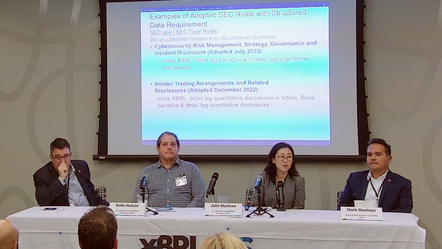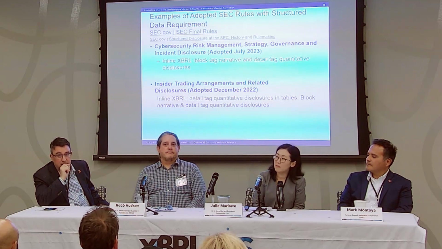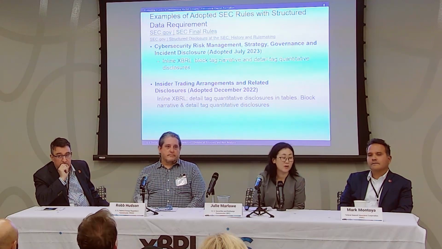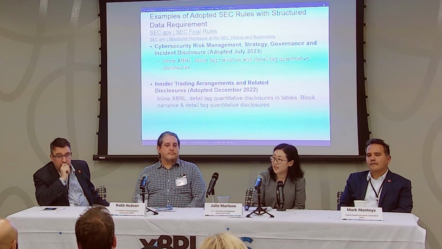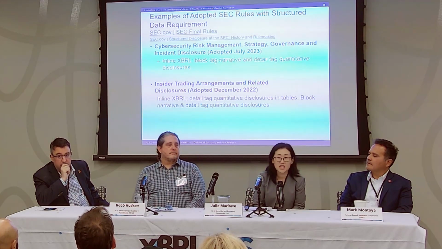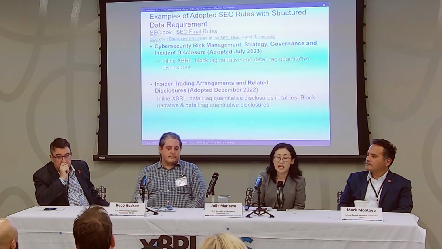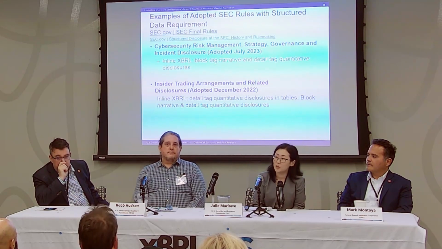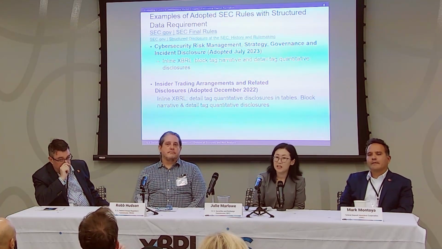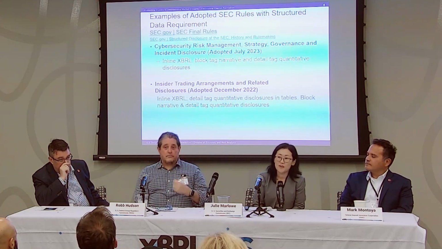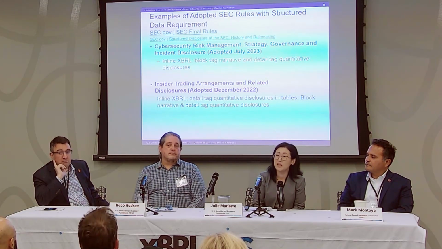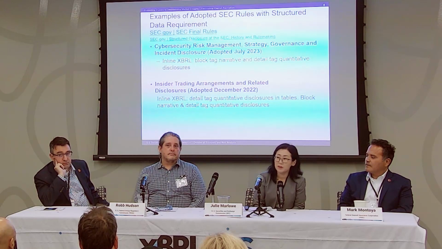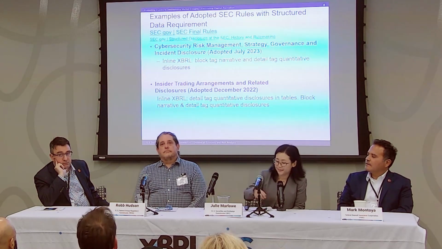It requires the filers to tell us about their material cybersecurity incidents. They also have to discuss what their processes are for assessing and identifying those security risks, along with management's role and board of directors oversight. It does require inline XBRL, block tag for narrative, detailed tag for quantitative disclosures. Second rule, insider trading, adopted in December 2022, requires filers to tell us about their policies and procedures over insider trading. Again, detailed tag for quantitative disclosures, including the amounts within the table, block tag for the narrative disclosures.